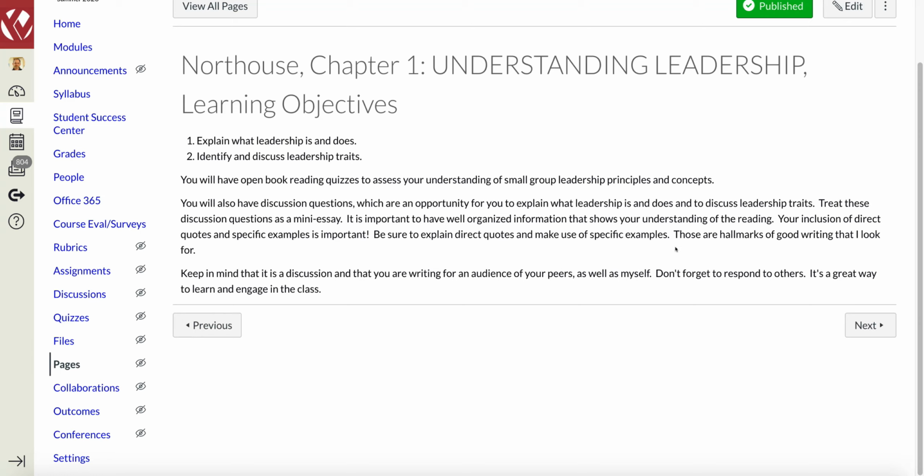Okay, you will also have discussion questions, which are an opportunity for you to explain what leadership is and does and to discuss leadership traits. Treat these discussion questions as a mini essay. It is important to have well-organized information that shows your understanding of the reading. Your inclusion of direct quotes and specific examples is important. Be sure to explain direct quotes and make use of specific examples.